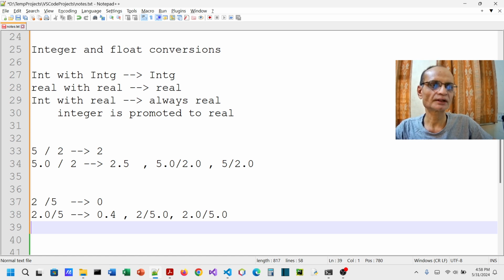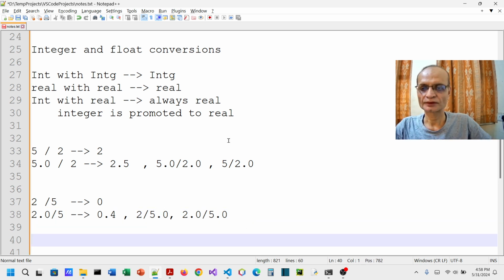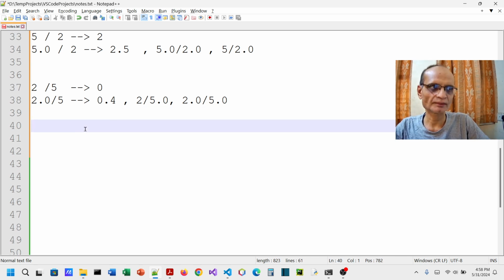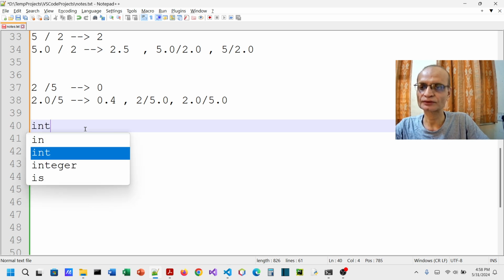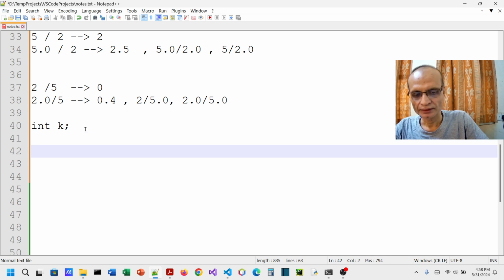So let us say that you have defined a variable. So let me just use some space, and if I have defined a variable, say k, and now this variable k is an integer, so I have defined int k like this. Okay, and now I do, say for example, k is equal to 2 divided by 9. If I do it like this, then my result will be 0.